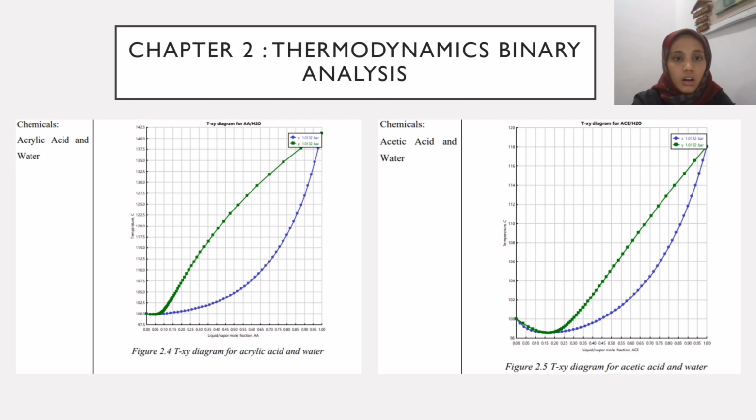From all the binary analysis, only these two result in azeotrope, which are acrylic acid and water, and also acetic acid and water at atmospheric pressure.